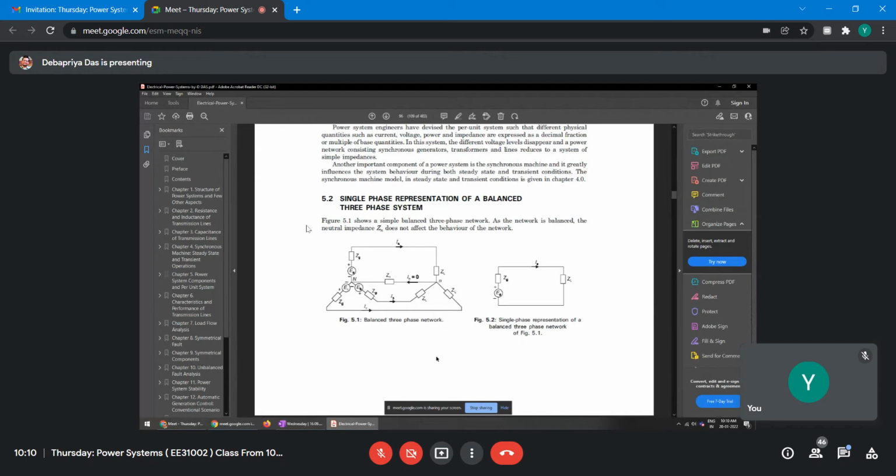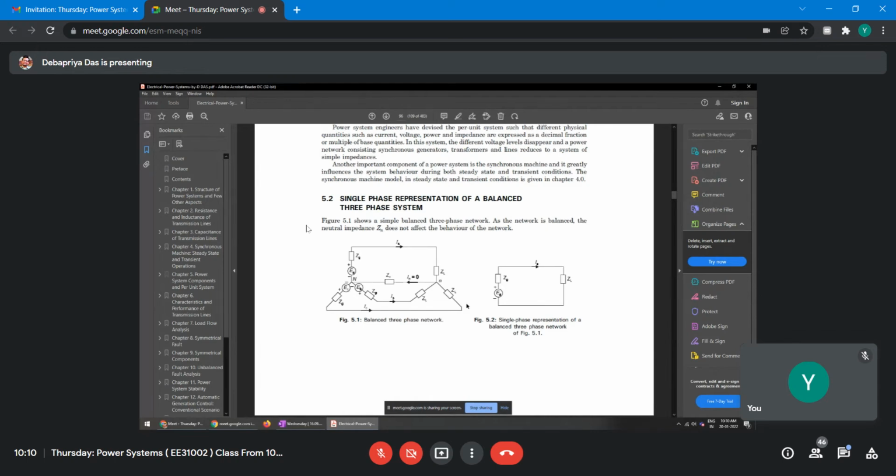Single phase representation means this is your reactance, say the generator reactance is given as ZG, and this is your ZL. Then only for a single phase we make the circuit diagram, with this plus minus, that is A, instantaneous polarity, this is ZG, current flowing through is IA, and this is impedance ZL. So instead of solving all the three phases, we'll solve for a single phase, and automatically the other two will come out, right? So this is the single phase representation of a three-phase system.